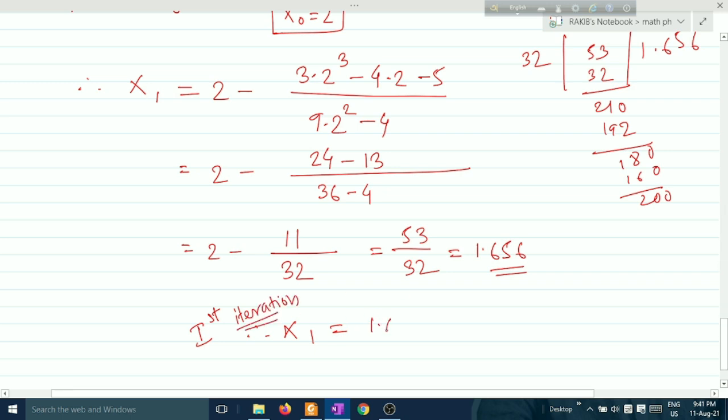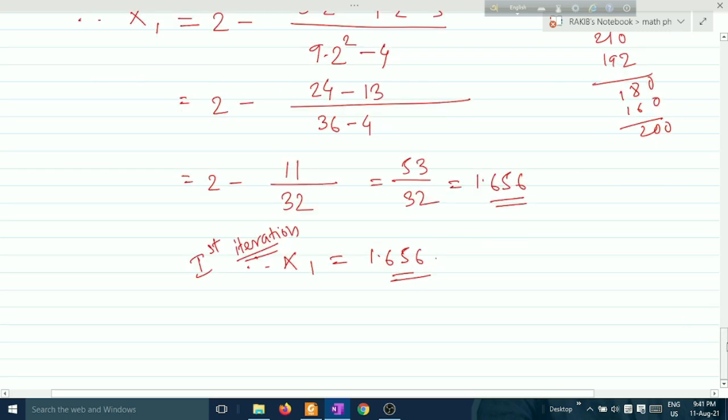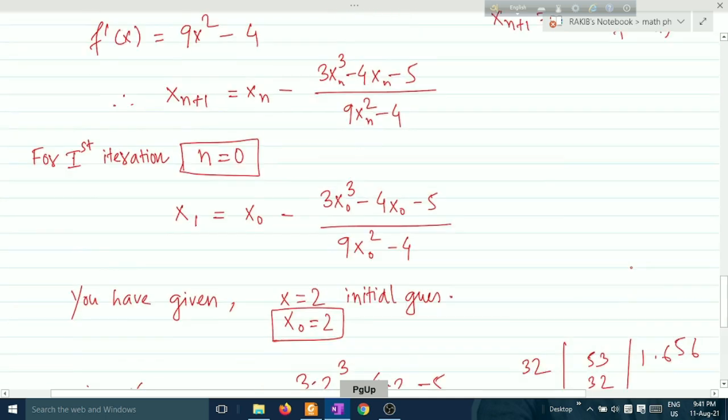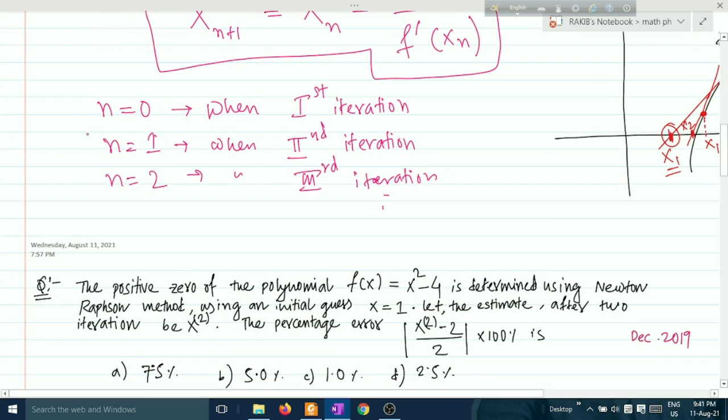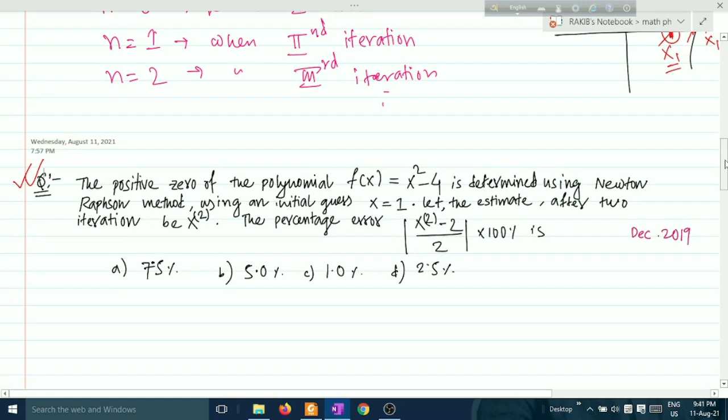x1 equals 1.656. I am giving a homework to you. The homework is the previous question, which is an important question. Please take a screenshot of this problem. You are advised to pause and take the screenshot.